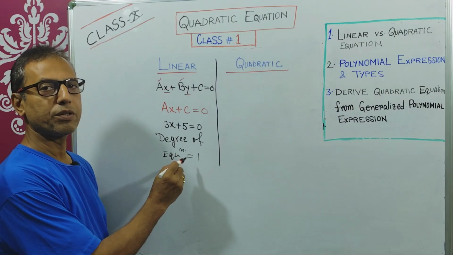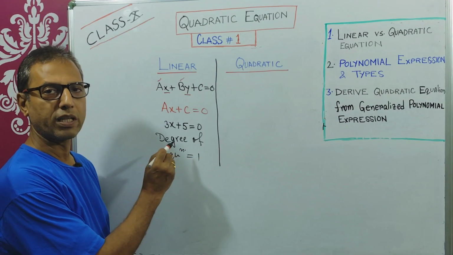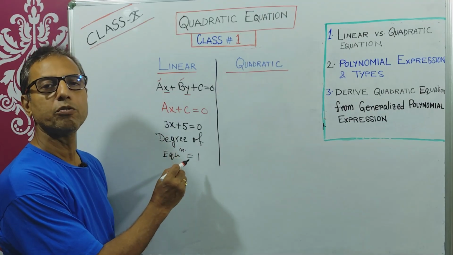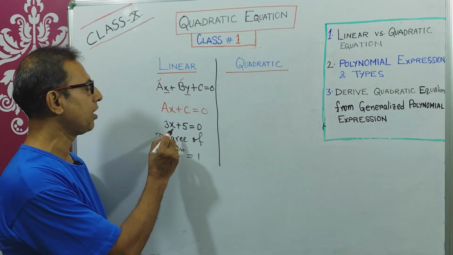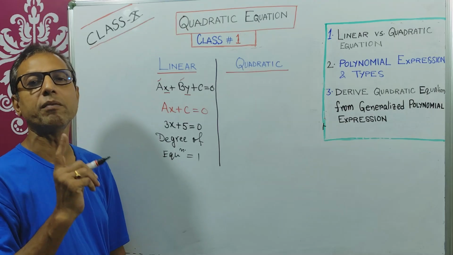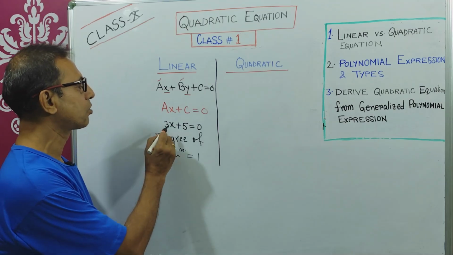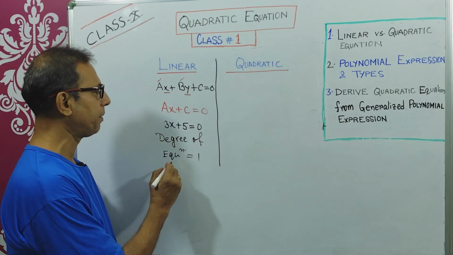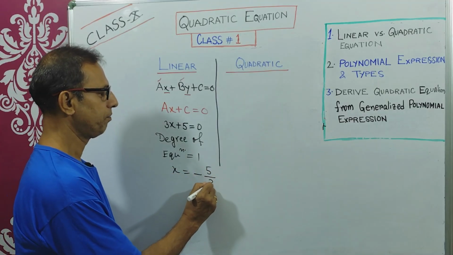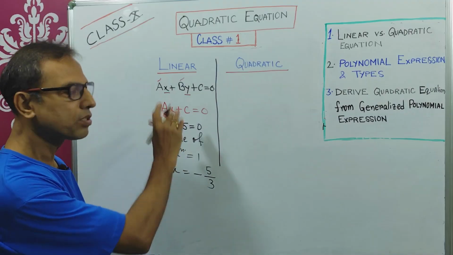When the degree of the equation, or the maximum power of the variable, has some value, that many solutions you will have for that variable. So if it is 1, in a linear equation you can have only 1 solution for x. So 3x plus 5 equals 0 means x equals minus 5 by 3. That I have explained.